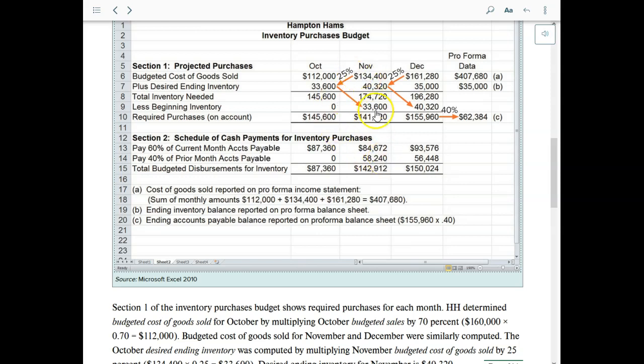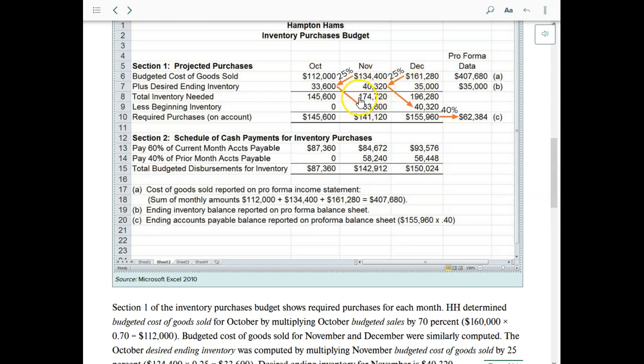So you work it through the same thought process for every month. A little bit of difference here because they have the beginning inventory. Let's cover November. Now, November's cost of goods sold budget is 70% of November's expected sales. Go back to the sales budget and look at that number. We also, for the ending inventory, remember, it's 25% of the predicted next month's sales. So if we expect to sell 161,280 in December, 25% of that needs to be on hand at the end of November.